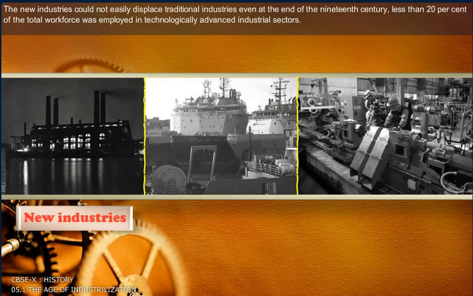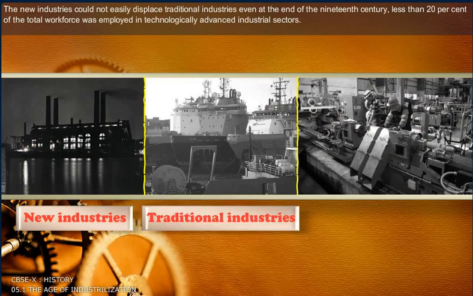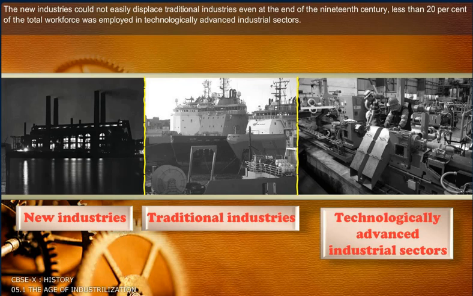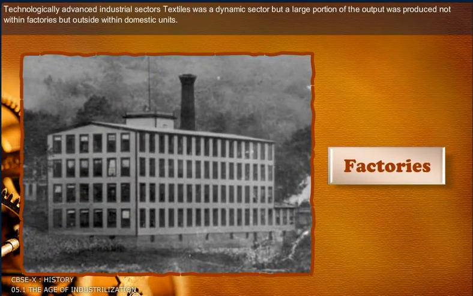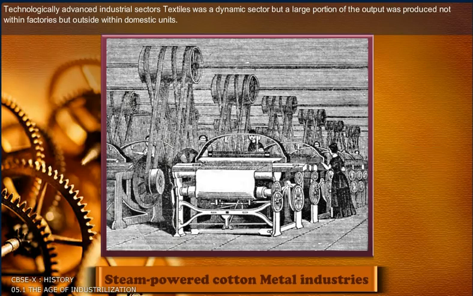The new industries could not easily displace traditional industries. Even at the end of the 19th century, less than 20% of the total workforce was employed in technologically advanced industrial sectors. Textile was a dynamic sector, but a large portion of the output was produced not within factories but outside, within domestic units.